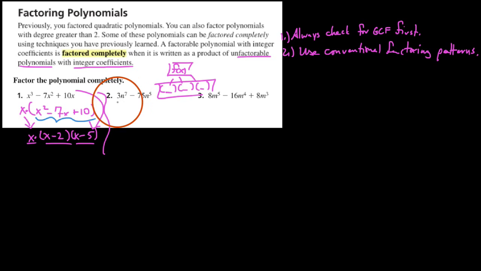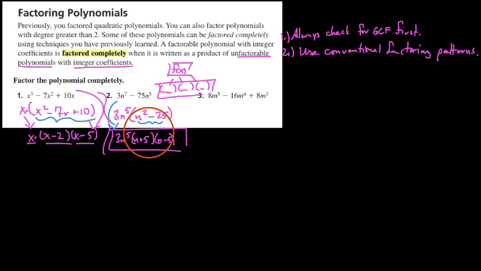On number 2 here, I noticed that 3 is a factor of each of the coefficients, and they can each give 5 n's. So we're going to take out 3n to the fifth, and writing what we have left over after we take out this GCF, we'd have n squared minus 25, if we divide by 3n to the fifth. Now this thing right here is a difference of two squares. What we know about differences of squares is that they factor into what we call conjugate pairs. One of these is n plus 5, the other one is n minus 5. Those are our conjugates. We can't factor any further than this, so this is the completely factored form of the original polynomial.